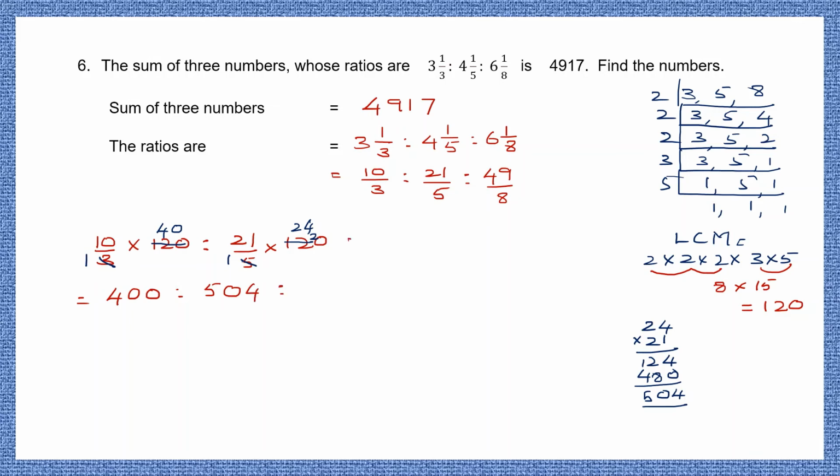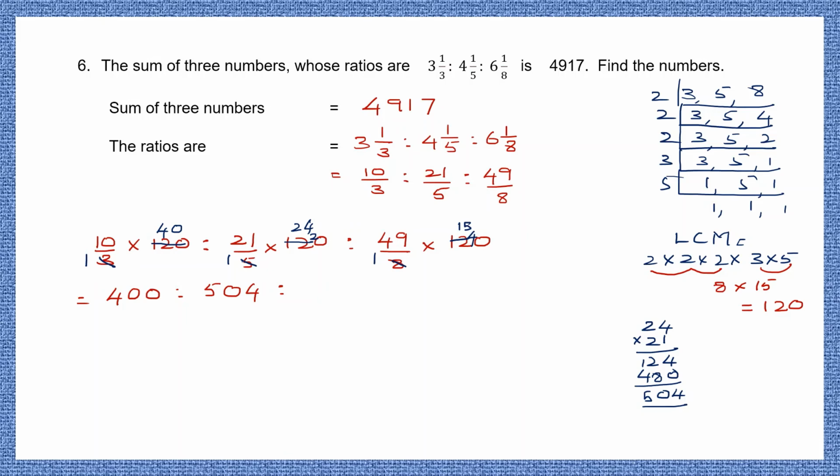Now let's take the third fraction, 49 by 8 into 120. Let's cancel. 8 ones are 8. Here also 8 ones are 8, 9, 10, 11, 12. That's 4. So I'll put the 4 here. My number now is 40. 8 5s are 40. So 8 into 15 is 120.